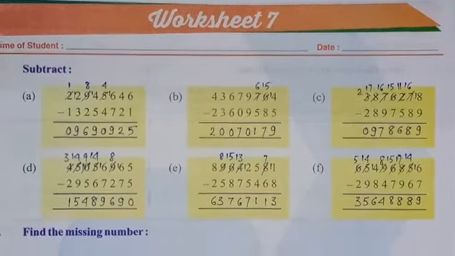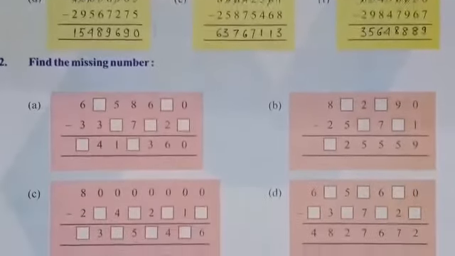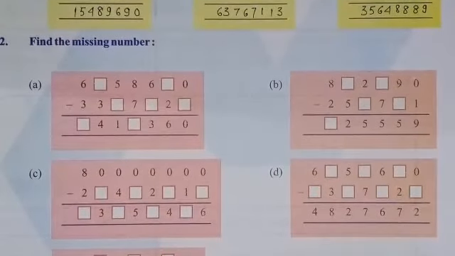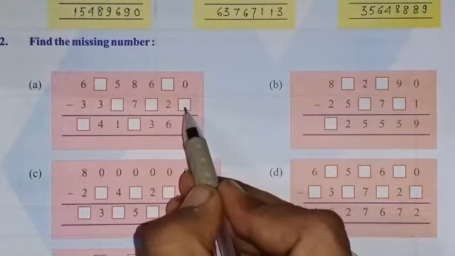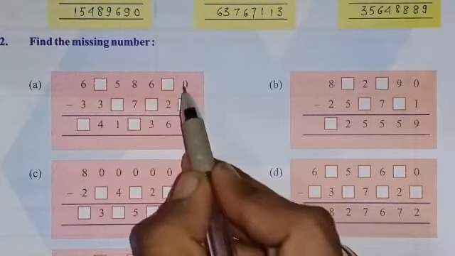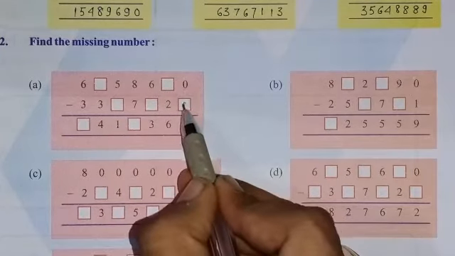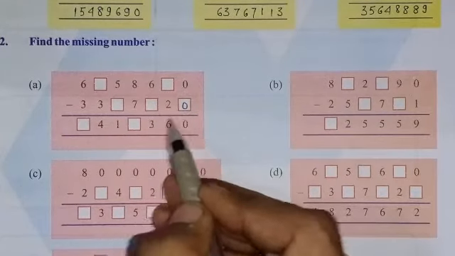Okay, students. Come to the next question number 2. And the second question is given. Find the missing number. So first question is given. We have to subtract 0 minus what number that we get 0. 0 में से क्या minus करें 0 आ जाए? Of course 0.